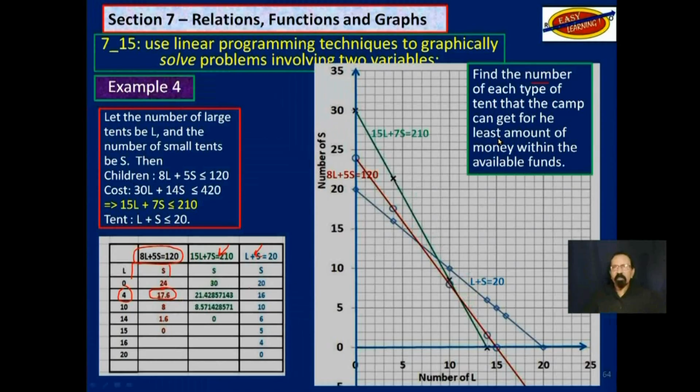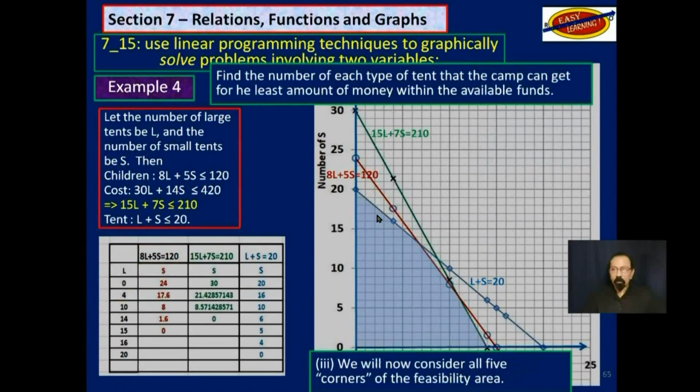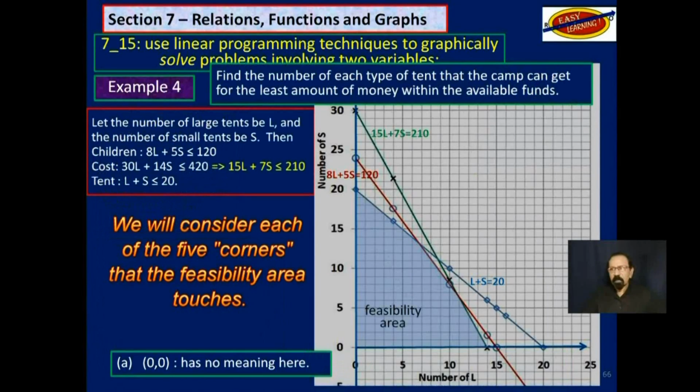Find the number of each type of tent that the camp can get for the least amount of money within the available funds. So we need to shade the area that is common to all three, which is this. Now remember, any value in here will not work because you may not be able to accommodate the children. So this is the feasibility area. So 0, 0 has no meaning.